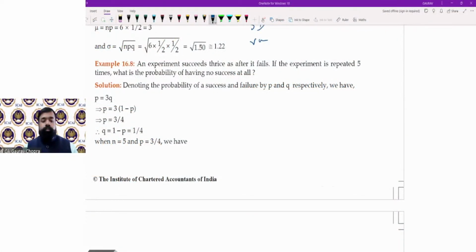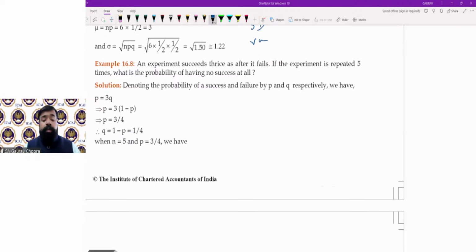Welcome back, guys. We have completed till example 16.7, and now let us continue with some more, 16.8. Yes, this is a language-based question. How to interpret this and how to extract the figures from this is very important.